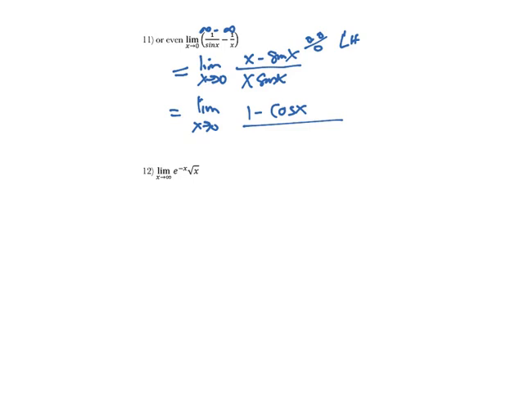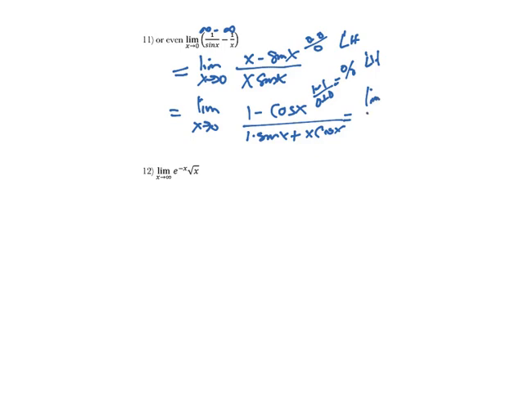So the derivative of x is 1 times sine x plus x times the derivative of sine x, which would be cosine x. So now when I plug in 0, I have 1 minus 1 over 0 plus 0. So that's 0 over 0. Then I have to do L'Hopital's rule again.